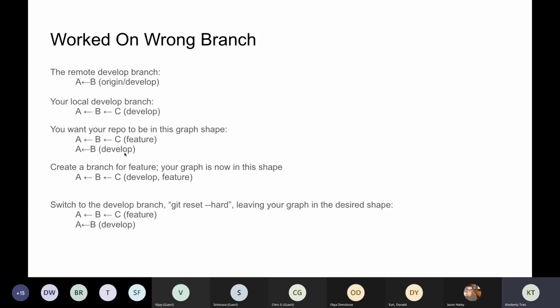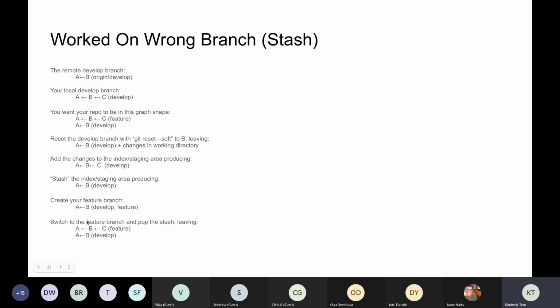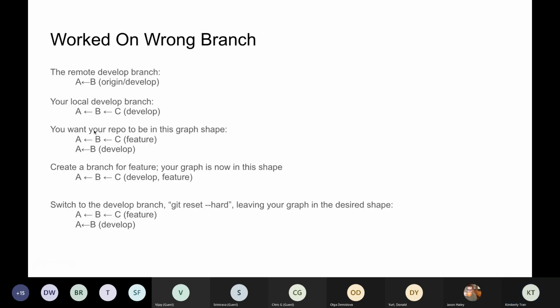Okay, so you could just create a branch called feature, and now both your develop branch and feature point to A, B, and C. This is a git create branch command. And now you can switch to the develop branch and then reset hard back to B, leaving your graph in the desired shape, right? This is your repo when it looks like this, and these commands now have your repo looking like the shape you want.